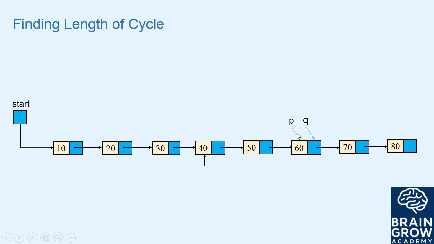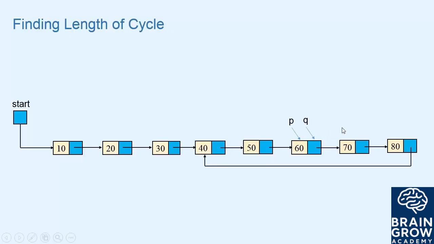So we'll fix this reference P and we'll move this reference Q one node at a time. And the number of times this reference Q moves will give us the number of nodes in the cycle, because this Q will move one full cycle before meeting this P again.